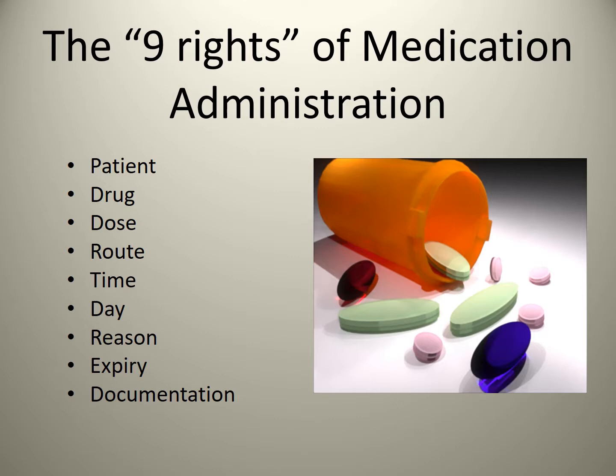So, the 9 rights of medication are: you have to make sure you have the right patient. You'll do that by positive patient identification, using 2 identifiers. Then you must make sure you get the right drug. Many drugs have similar names and spelling. You must make sure you have the right dose and you're providing it by the right route. Then you think about, is this the right time, the right day the patient's supposed to be receiving the medication? Is the patient taking this medication for the right reason? If they complained of something, would you know what medication to give them?